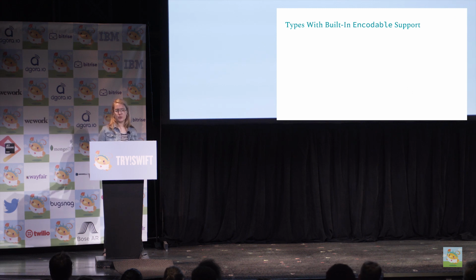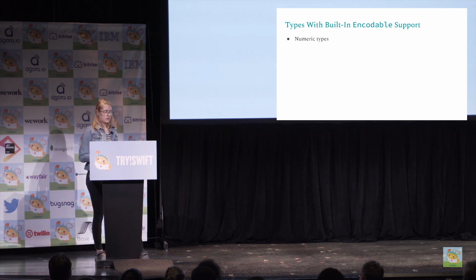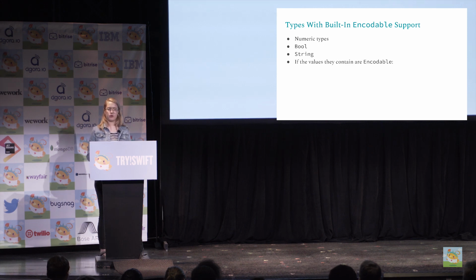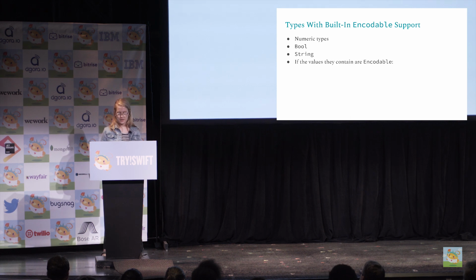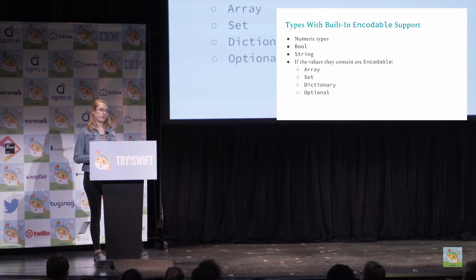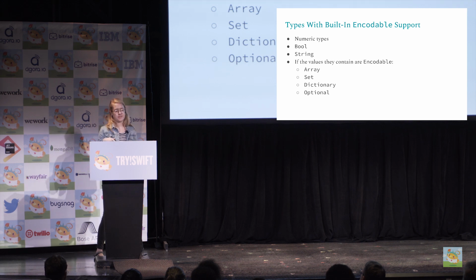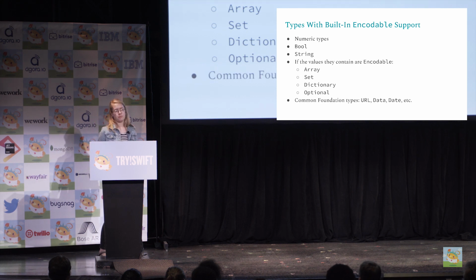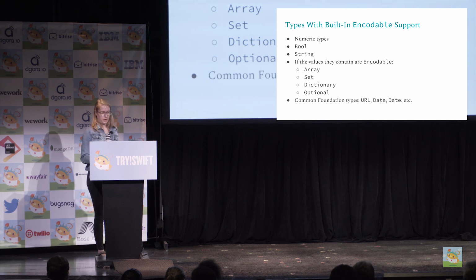And a lot of types have built-in support for Encodable. So numbers, Booleans, strings, all conform. And then for all these types that contain other types, like an array or a set or a dictionary or an optional, those all conform if the types that they contain conform to Encodable. And then a bunch of the Foundation types come with built-in support for Encodable as well.